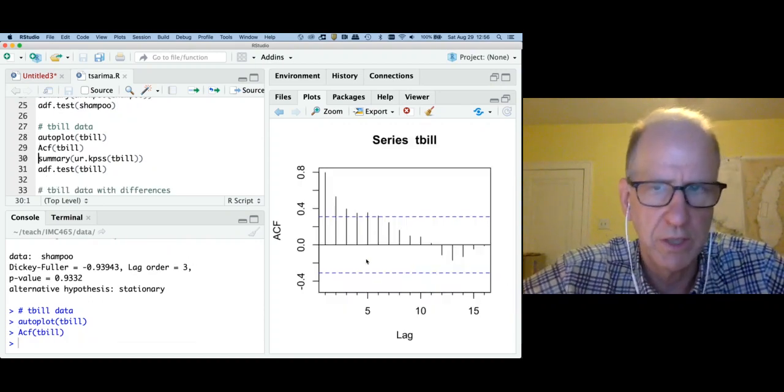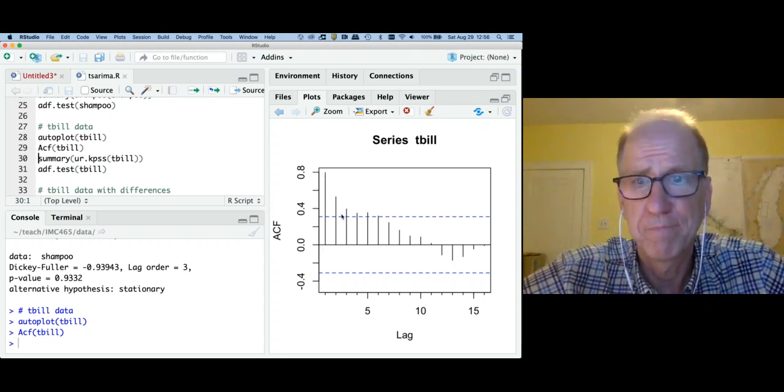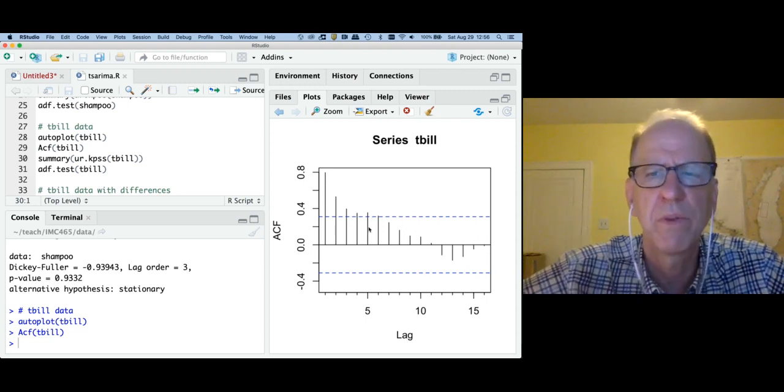The ACF is suggesting non-stationary. Our first autocorrelation is pretty big. The next couple are significant. So the next four are also significant, next five even.